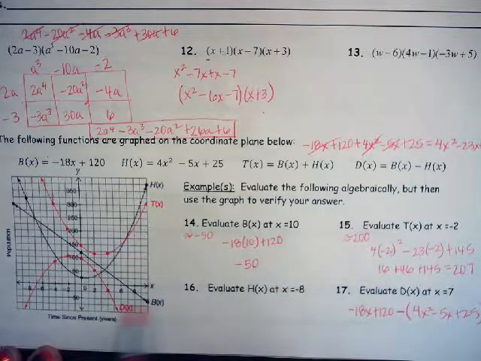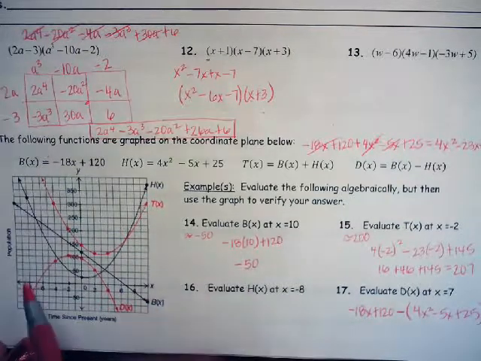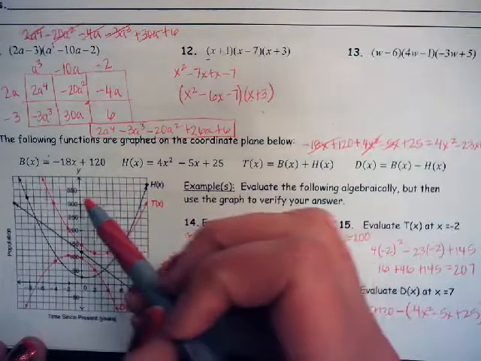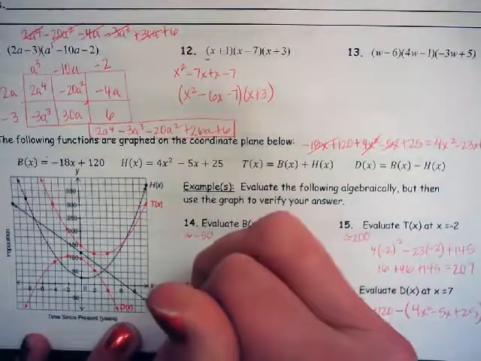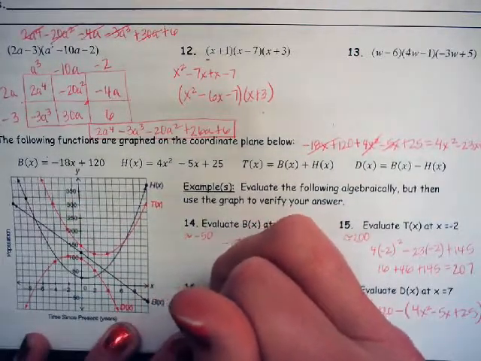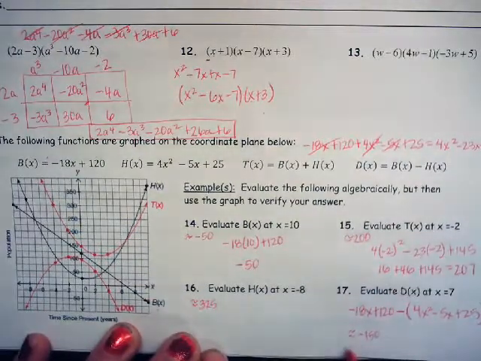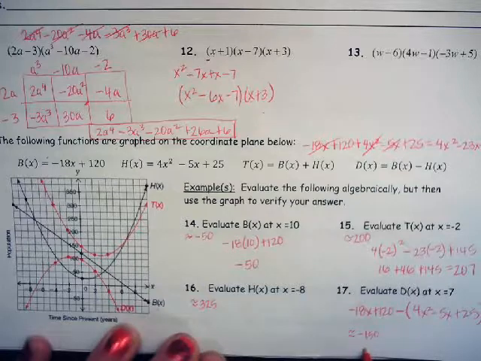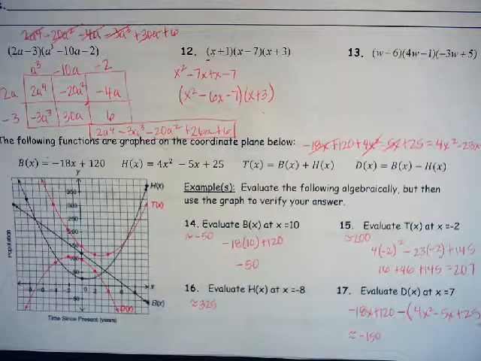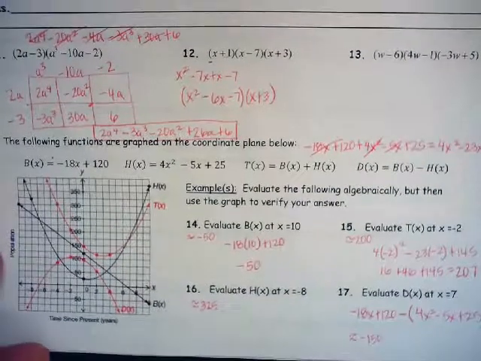H of x at negative 8, go to negative 8, go up to h of x. That looks like it's about 325. So if you get in that range, and I'm really guessing on this one the most, then you're probably right. So that's how we do that section.